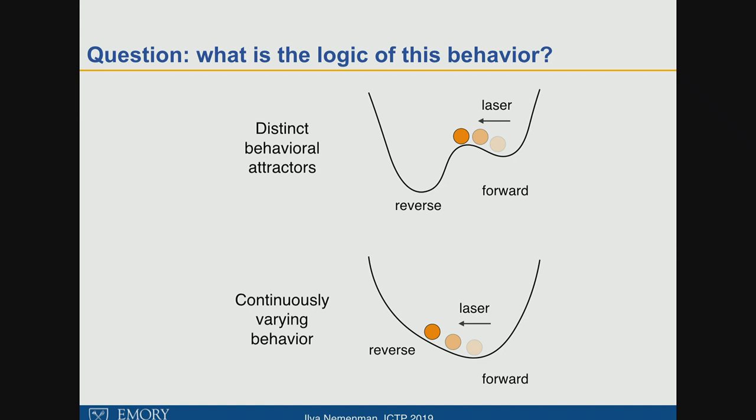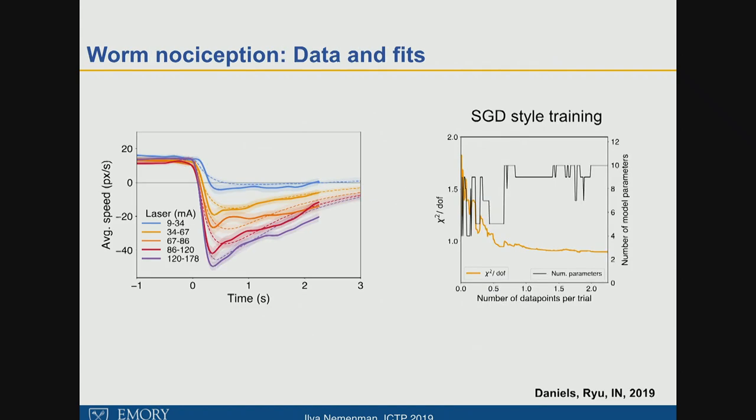Or is there always a single dominant attractor, let's say, going forward? And then as you apply the stimulus, it's not that you are switched from one attractor to another, but the whole attractor itself moves. So the idea is, when you apply a stimulus, does it change the landscape of all possible behaviors, or does it just move a worm from one point on that landscape to another point? That's a common question in the field of studying behavior of small animals, and that's what we try to answer.